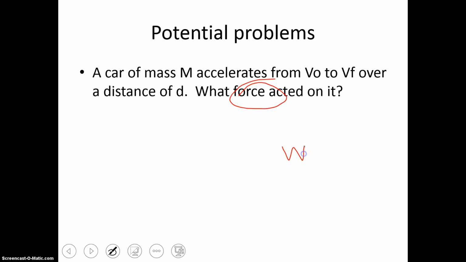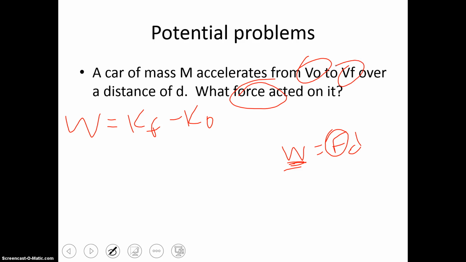What you would need to know is work equals force times distance, and if you're looking for the force and you're given the distance, you need to calculate the work. How would you calculate the work? Well, you'd calculate it by doing K final minus K original. So you'd use the V0 and the Vf to calculate kinetic energy final and kinetic energy original. You'd subtract those two to get the work. You could use that work, divide by the distance to get the force.